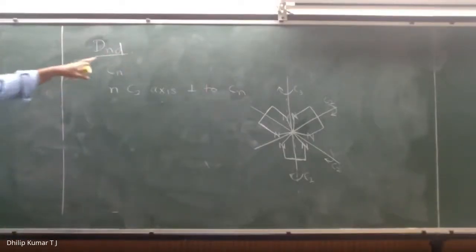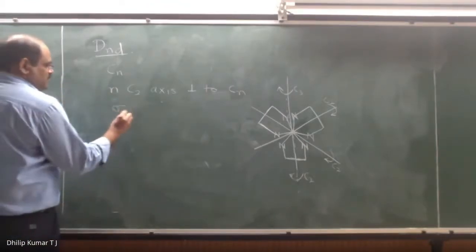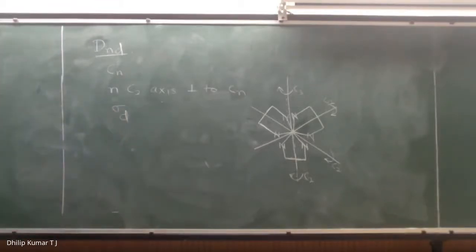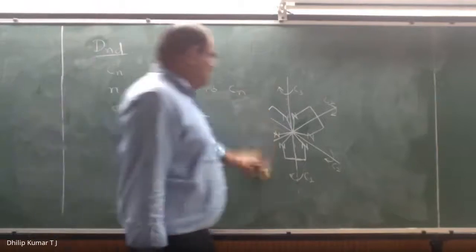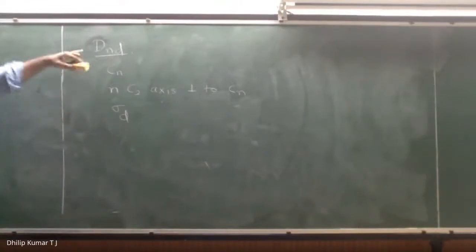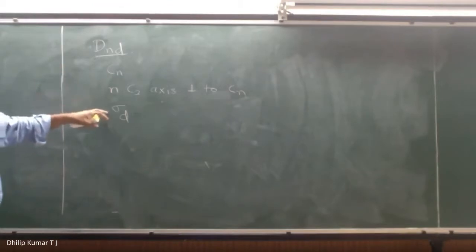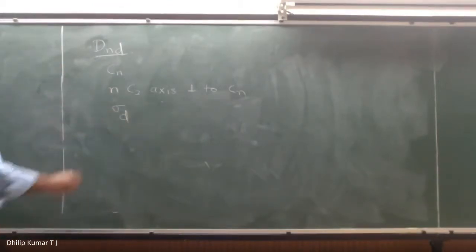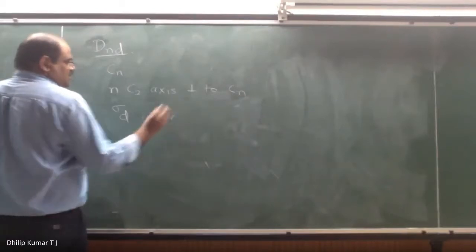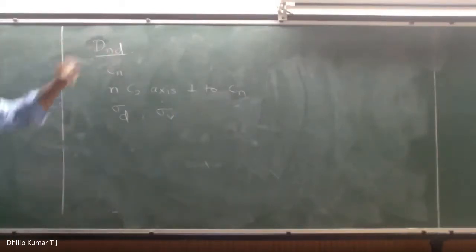So again, Dnd will have a Cn axis, n C2 axes perpendicular to the Cn, and also sigma d. This additional plane will be there. That is Dnd. It could have sigma v's also. But if the molecule has sigma d, then it will be labeled as Dnd. The same molecule can have sigma v's. It doesn't matter. In addition to sigma d, there can be sigma v's also, but still it will be labeled as Dnd. Okay, I'll just give you some examples.